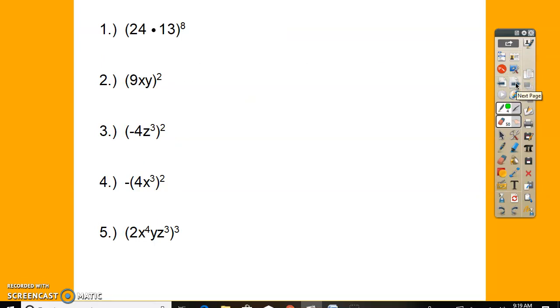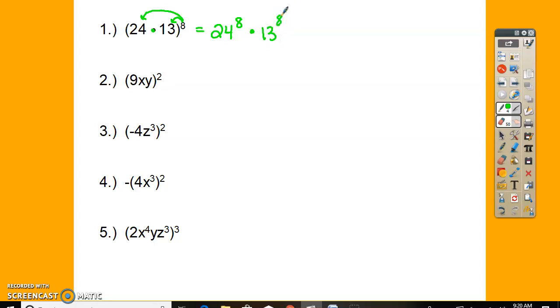So let's go through some examples that are similar to that. I have 24 times 13 in parentheses, and that's being raised to the 8th power. Now, we're dealing with exponents, so we're going to practice the property where we are basically distributing that exponent into each of these. So this is truly 24 to the 8th power times, so I keep the original symbol between, times our 13 also to the 8th power.